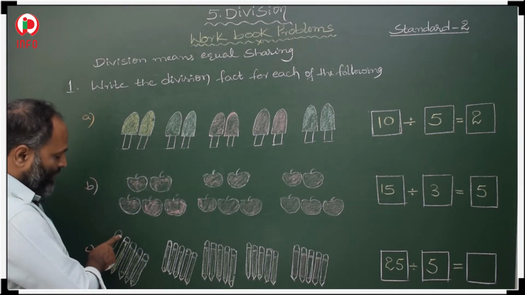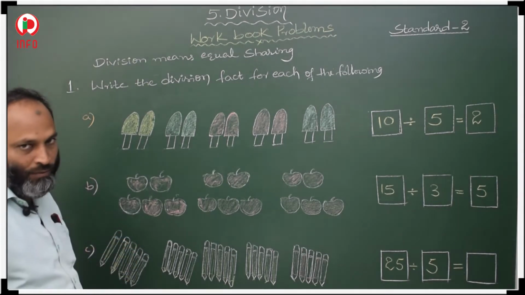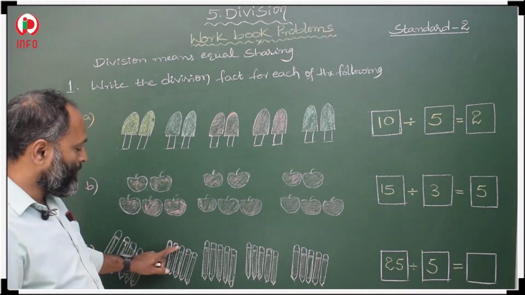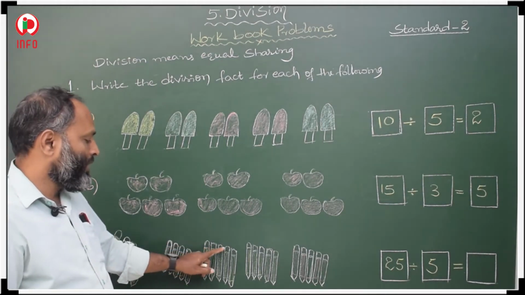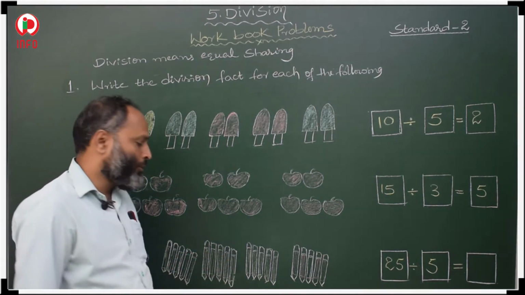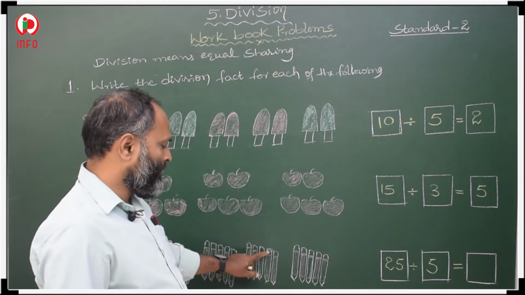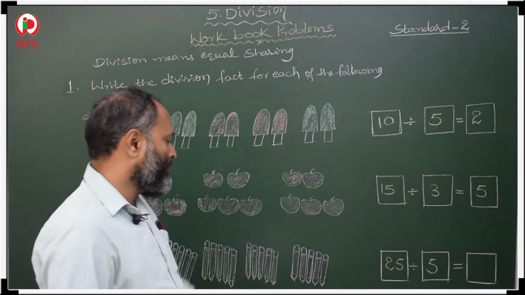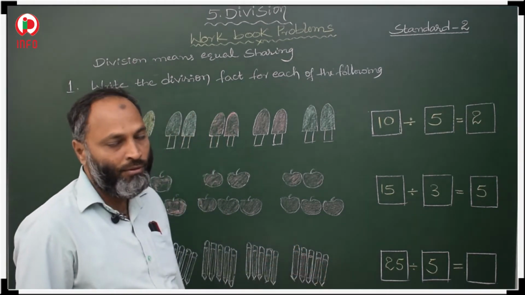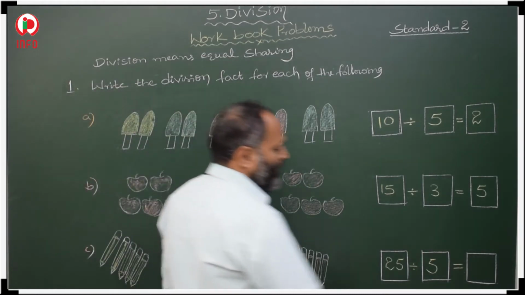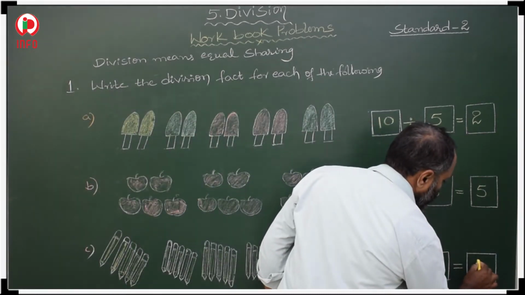Once you check: 1, 2, 3, 4, 5, 5 pencils in the first group; 5 pencils in the second group; 5 pencils in the third group; 5 pencils in the fourth group; 5 pencils in the fifth group. It means we will get 5 pencils in each group.